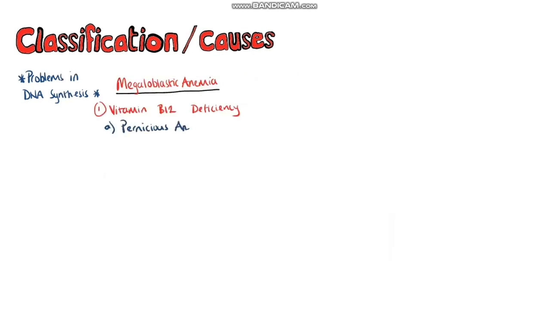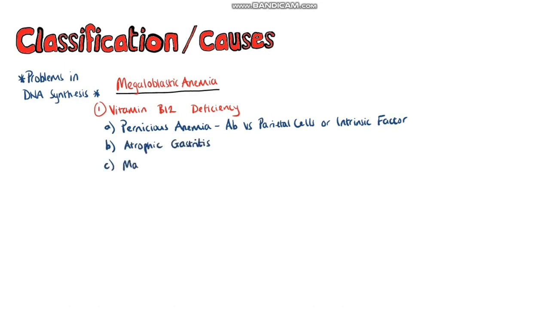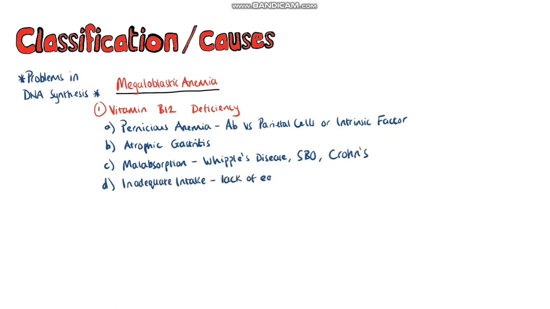Vitamin B12 deficiency can be due to several causes, including pernicious anemia, where antibodies are produced against the parietal cells in the stomach or even against intrinsic factor, and since vitamin B12 needs to be bound to intrinsic factor for proper absorption, you can end up with a vitamin B12 deficiency. Another cause is atrophic gastritis. You can also get vitamin B12 deficiency in malabsorption syndromes like in Whipple's disease or small bowel bacterial overgrowth. And also, since vitamin B12 is absorbed in the ileum, you can also have vitamin B12 deficiency due to Crohn's disease. Vegans may also be at risk of vitamin B12 deficiency, as animal products including eggs and dairy contain vitamin B12, and therefore they may need to take extra supplements.